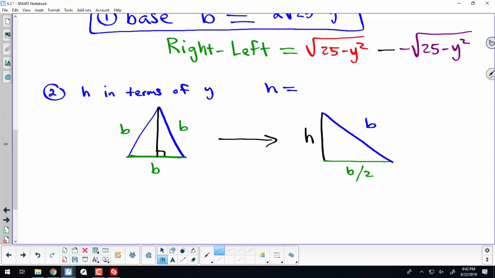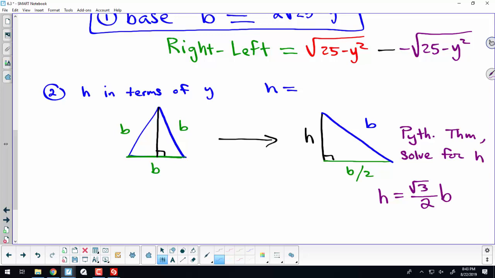With an equilateral triangle, there's always a fixed specific relationship between the base and the height. I don't want to go through all of the algebra that's here. But from this point, we're just going to utilize the Pythagorean theorem and solve for h. So in any equilateral triangle, the height is always root 3 over 2 times the base.